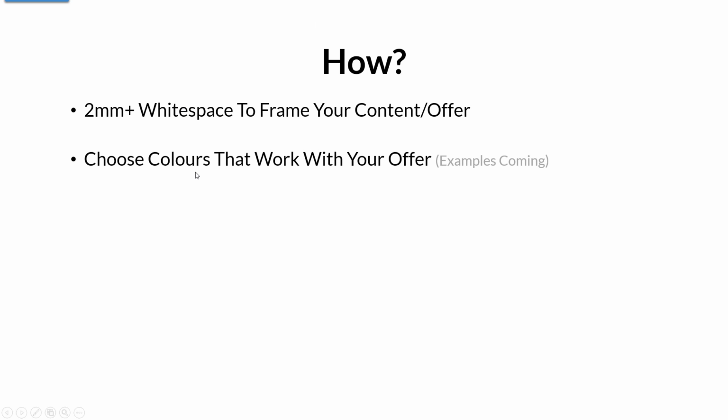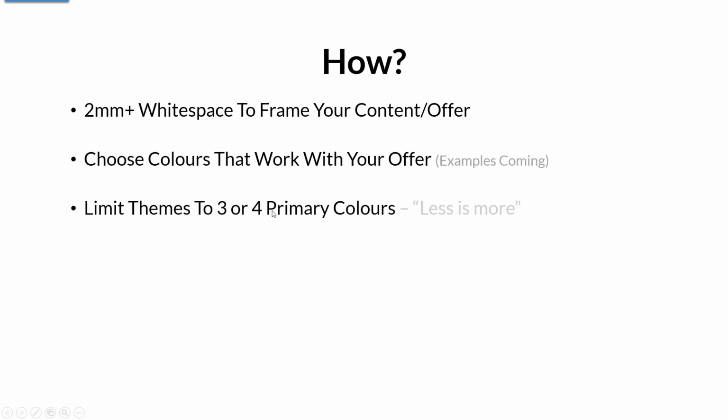Okay, next, choose colors that work with your offer. So if you have, back to the Hoover, if you have a Hoover, for instance, the colors that are not going to work for that are contrasting colors, vibrant colors. Just choose things that complement each other. You don't want colors that work against each other, you just want everything to work together. Anyway, I'm going to give you some examples of this, so let's move on.